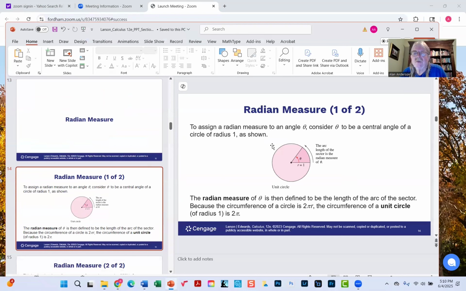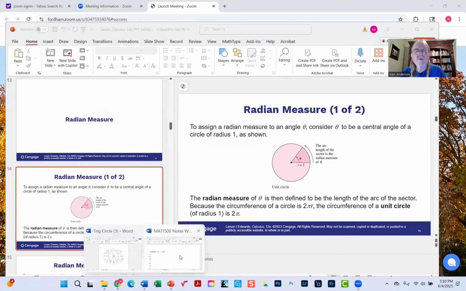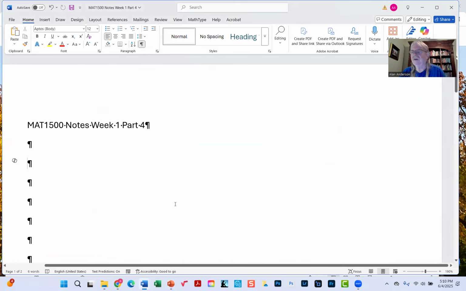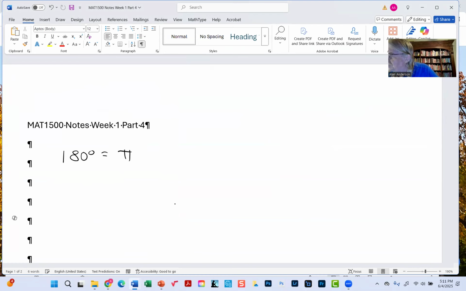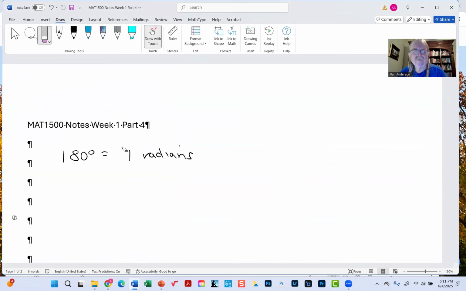Okay, now how does this work? Well, the bottom line is, if you want to remember how this relationship works, the most important thing is to remember that 180 degrees is pi radians. If you can remember that, you should be able to figure out any of them. That, to me, is the most important starting point. That right there will get you to any result that you need.